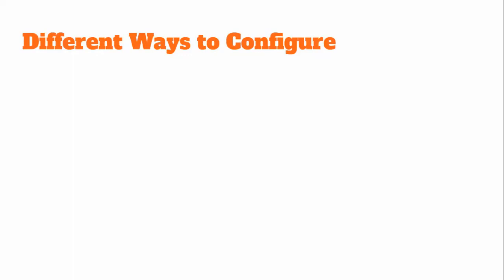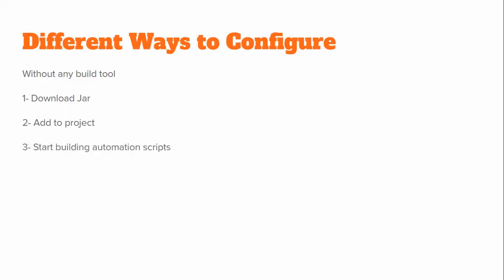Now before I jump into the setup part, you should understand the different ways to configure Selenium in your Windows. Not only Windows, same will be applicable for other operating system as well. So if you are completely new to Selenium or test automation, and if you want to start, you can start without any build tool. So in this step you need only one jar file. That jar file will be enough to start with Selenium. You just need to add that jar file into your project and you can start writing the automation script.